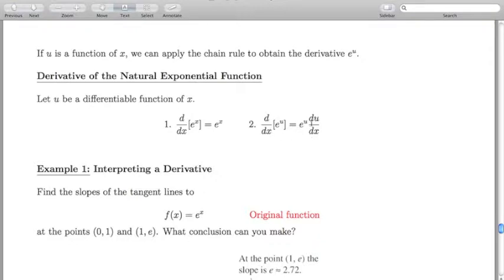Du by dx is nothing but u prime. So in the second part, we use the chain rule. So the derivative of e to the x is just e to the x times x prime. It's just the chain rule. Okay.